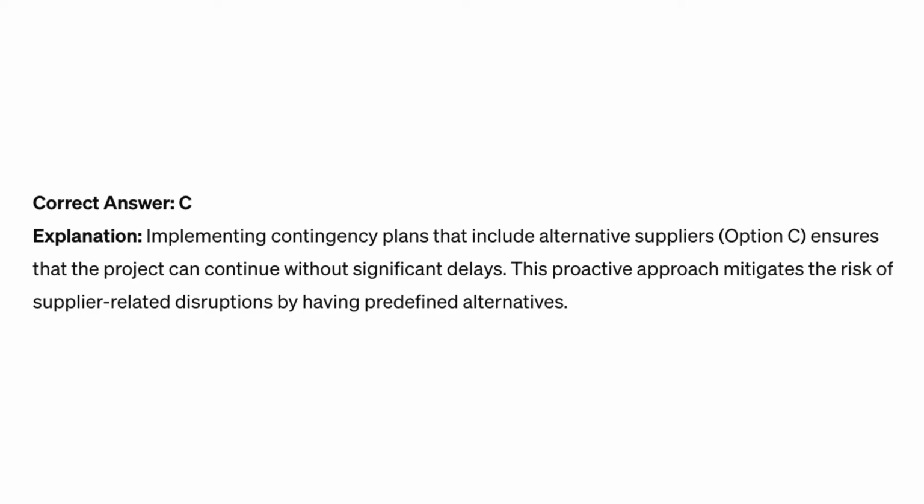Correct answer, C. Explanation. Implementing contingency plans that include alternative suppliers, option C, ensures that the project can continue without significant delays. This proactive approach mitigates the risk of supplier-related disruptions by having predefined alternatives.